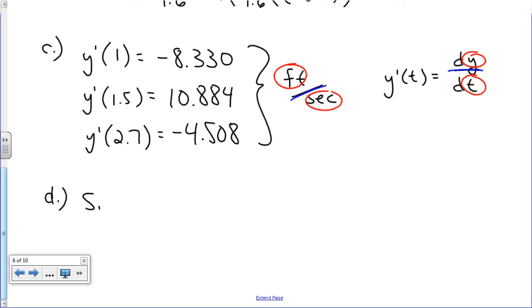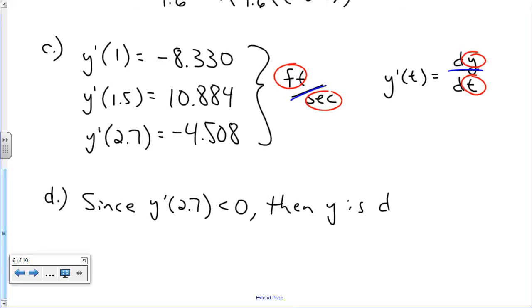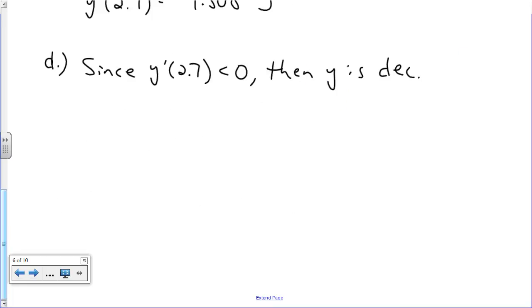Since y prime at 2.7 is less than 0, then y is decreasing. Now it still doesn't tell me which direction the mass is going. That's the question. They didn't ask whether y is increasing or decreasing. They said, is the mass moving up or down? So you have to look at how they've measured y here.